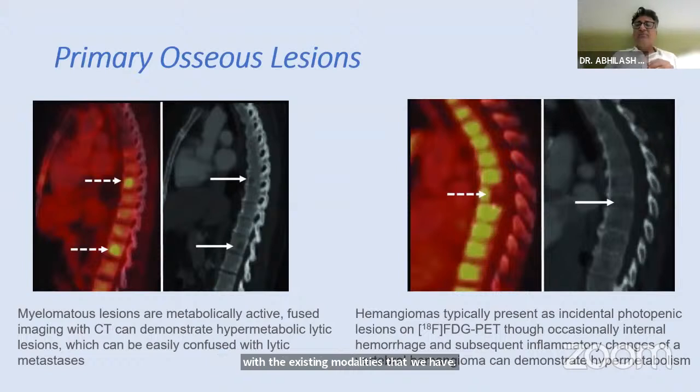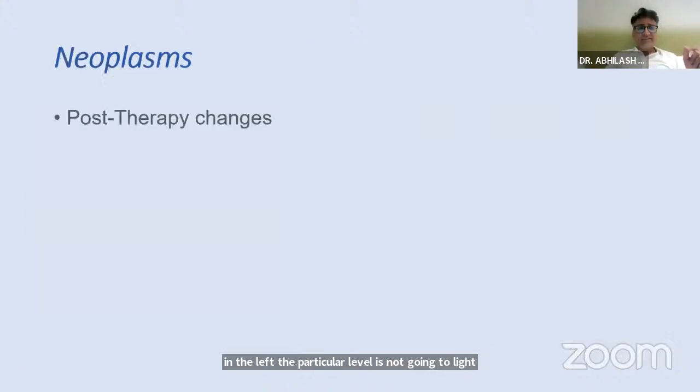Another example would be a hemangioma. A hemangioma which has a recent hemorrhage will show increased inflammation, will also light up. Otherwise, hemangiomas are all photopenic, wherein the particular level is not going to light up on a PET-CT scan. In cases of neoplasms, when you're monitoring all your tumors, PET-CT is excellent for assessing post-therapy changes.